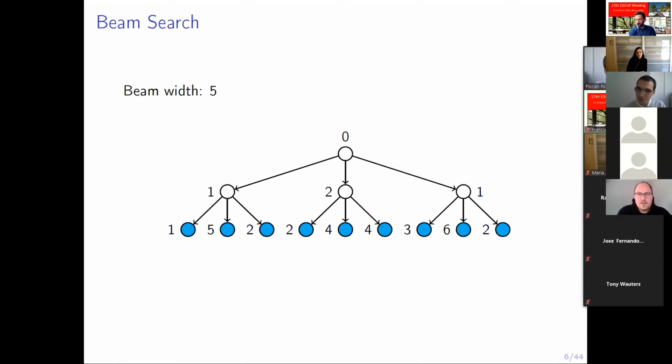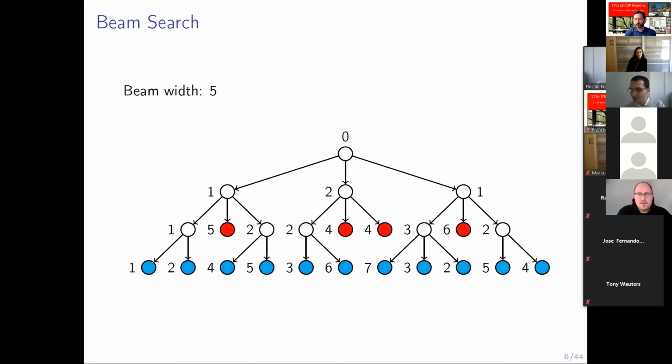So here we will remove the 4 least interesting nodes, the ones with 4, 5, and 6. We have 5 nodes, and we can expand these remaining nodes and get the next level, and we will remove the least interesting ones, etc.